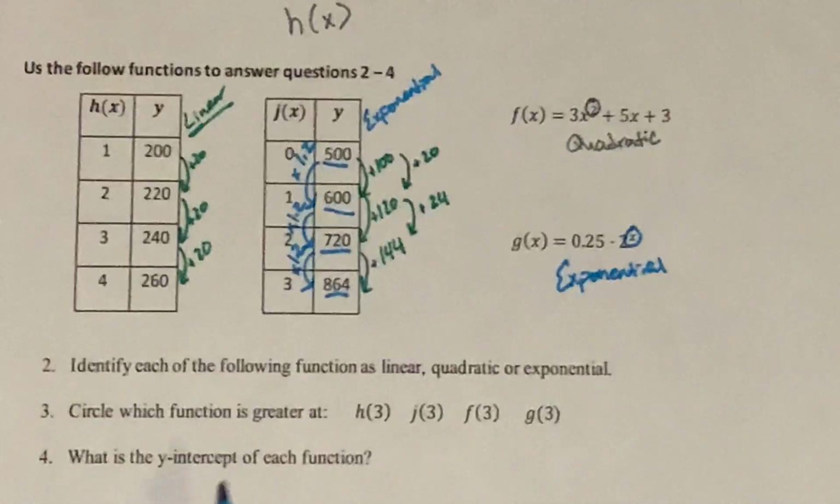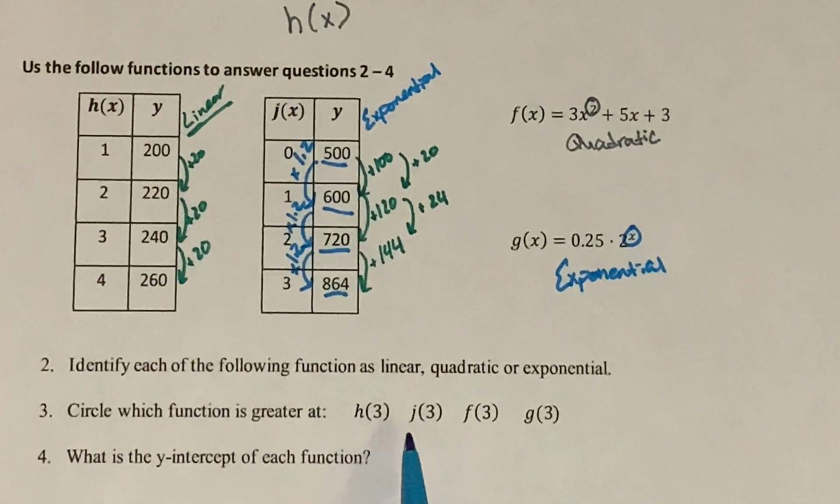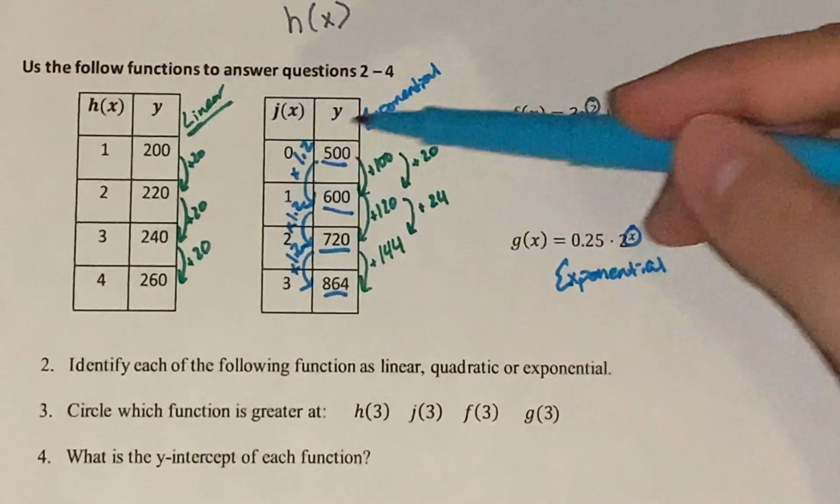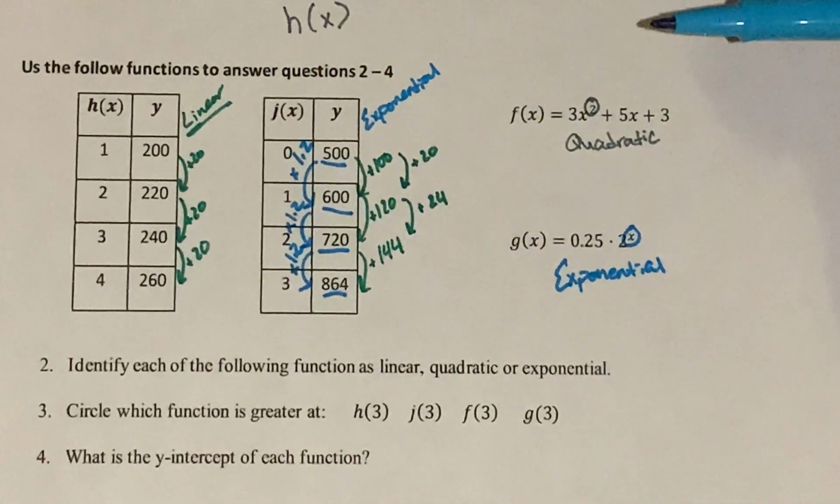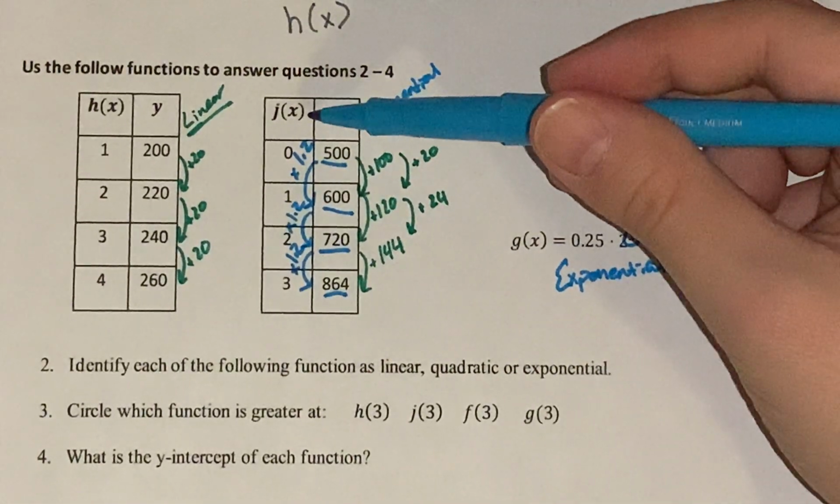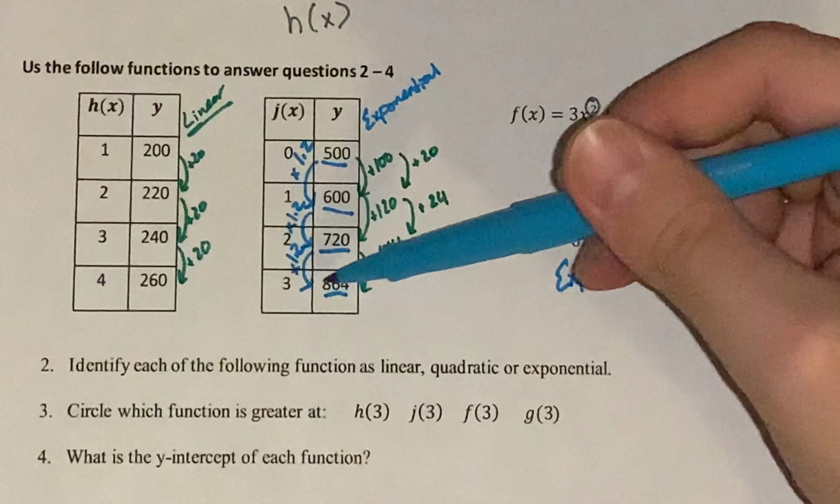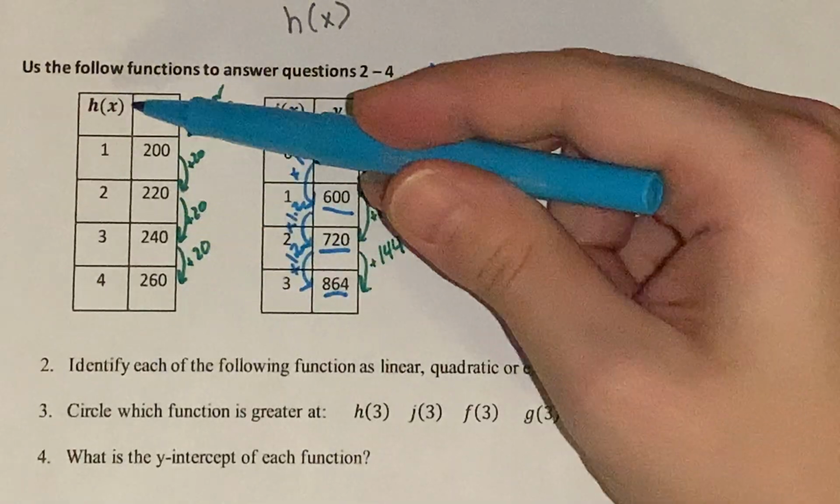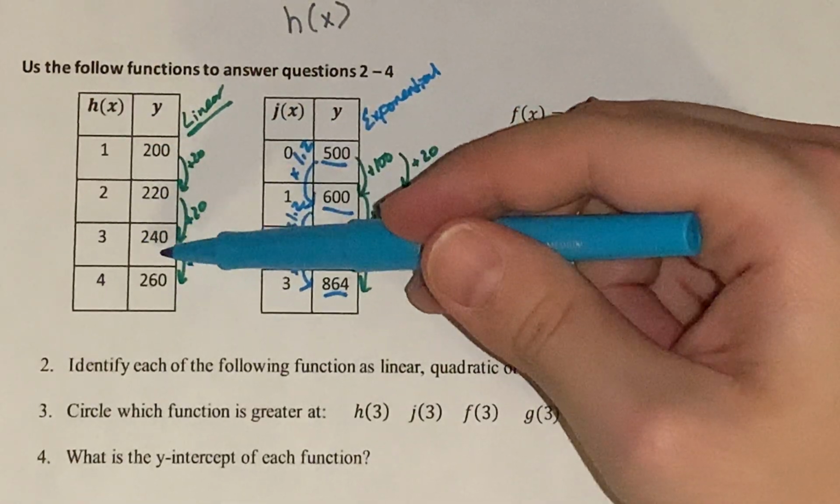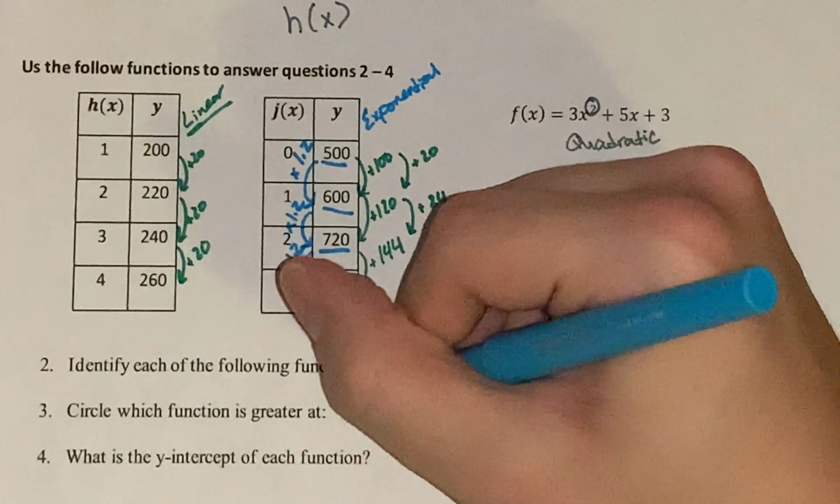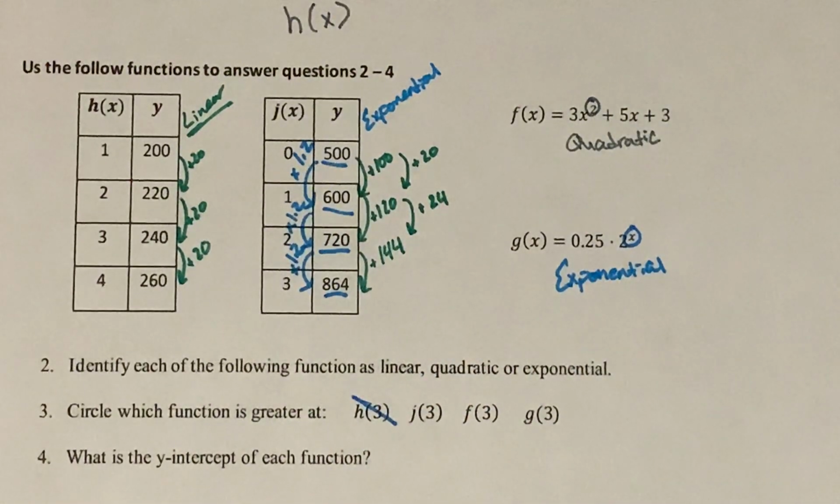Number 3, circle which function is greater at h of 3, j of 3, f of 3, g of 3. So it wants me to figure out which value for y is greater where x is 3 for all of these. Now for the table, it's pretty easy to say that j of x at 3 is definitely bigger than h of x, which is 240. So I can already kind of strike out h of 3.